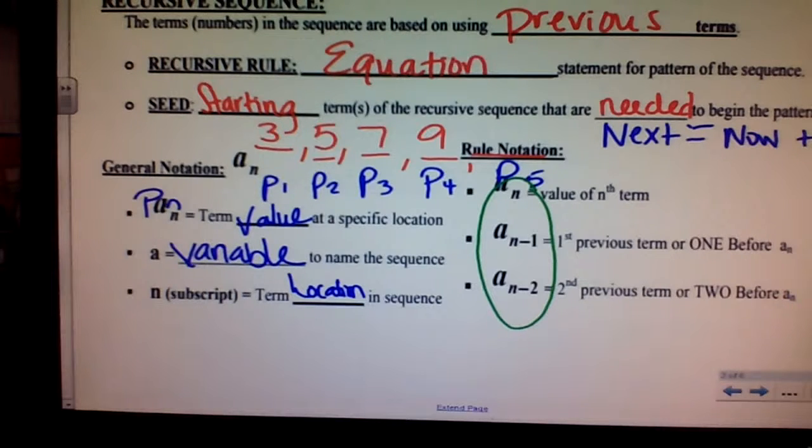Okay. So I'm looking for P sub 5. P sub 5 equals, well, to get P sub 5, I need P sub 4, which is 11, and I need to add 2. So, in other words, I need to go backwards by 1 and add 2. So I would technically write this as P sub n minus 1 plus 2.